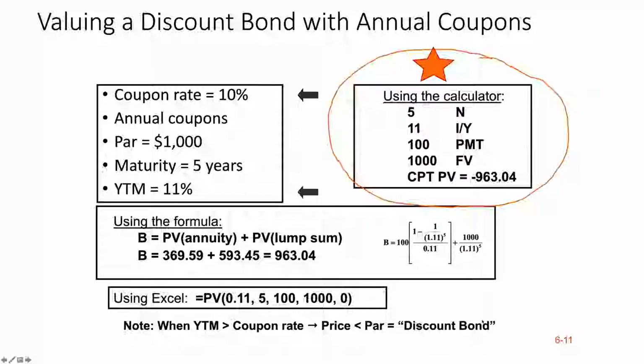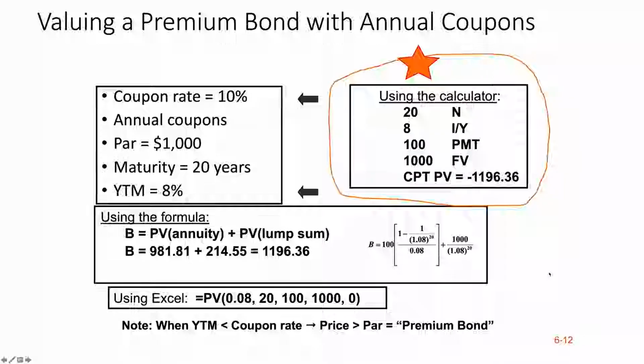Discount bonds are bonds where the yield to maturity, here 11%, the market rate, is higher than the coupon rate. The coupon rate is fixed. So yield to maturity is 11, but this bond gives you a 10% return, the coupon rate. So people pay a discount. So the price is less than par, so we call it a discount bond.